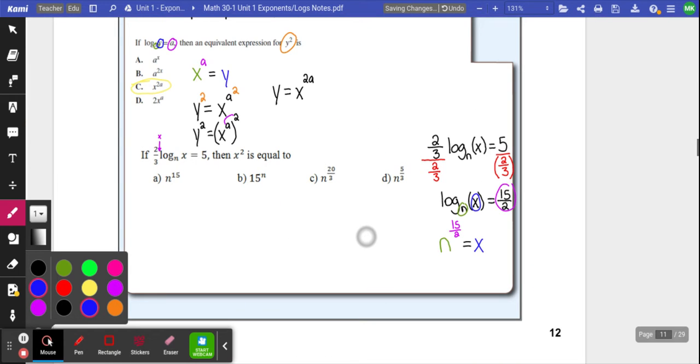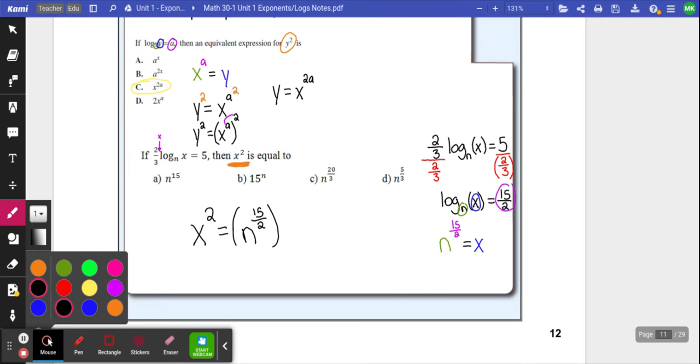Just like the last question, I now know what x equals. X equals n to the power of 15 over 2. They asked for x squared. So same trick as last question. You're going to square both sides. That means x squared equals n to the 15 over 2, to the power 2.